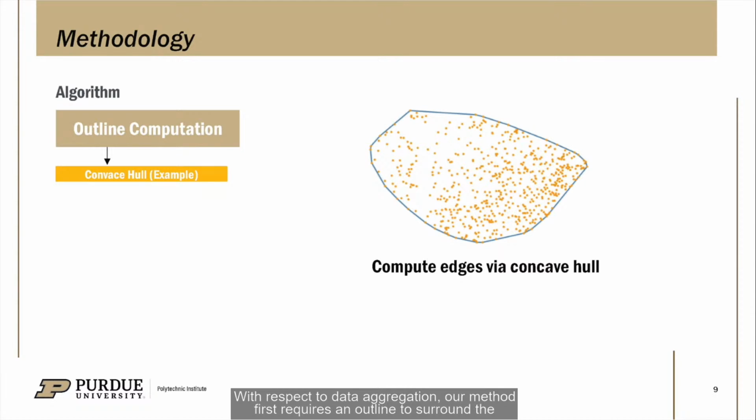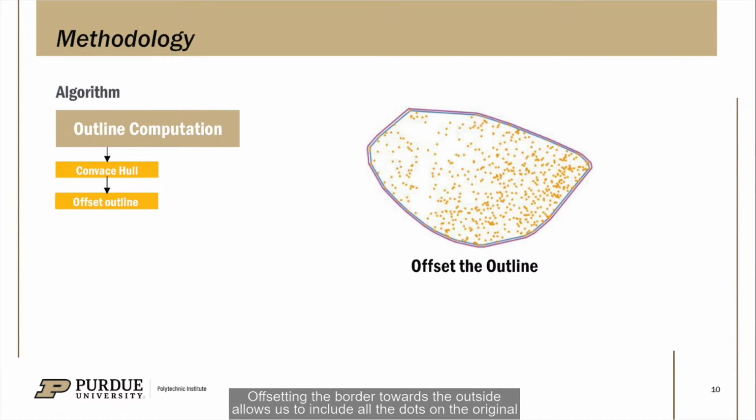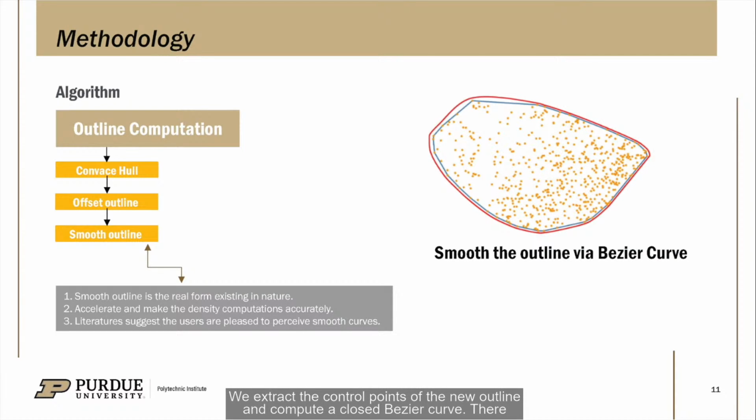With respect to data aggregation, our method first requires an outline to surround the data points. There are numerous modern methods capable of computing an outline. For demonstration purposes, we selected a concave hull method for computing the edges. Offsetting the boundary outward allows us to include all the dots on the original outline and provides space for visual encoding. We extract the control points of the new outline and compute a closed Bezier curve.